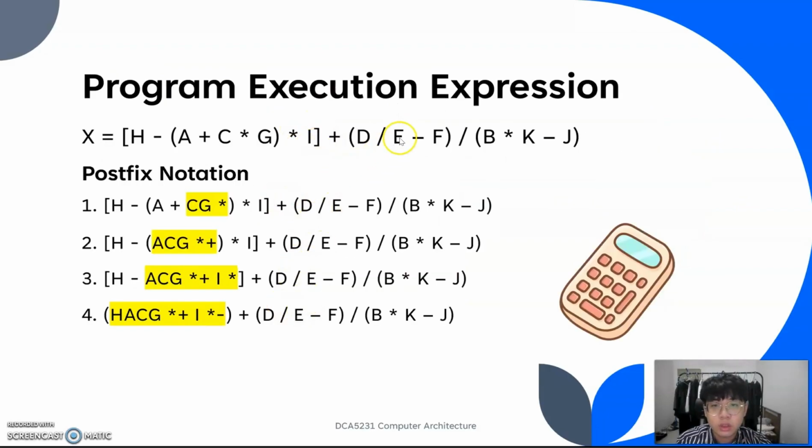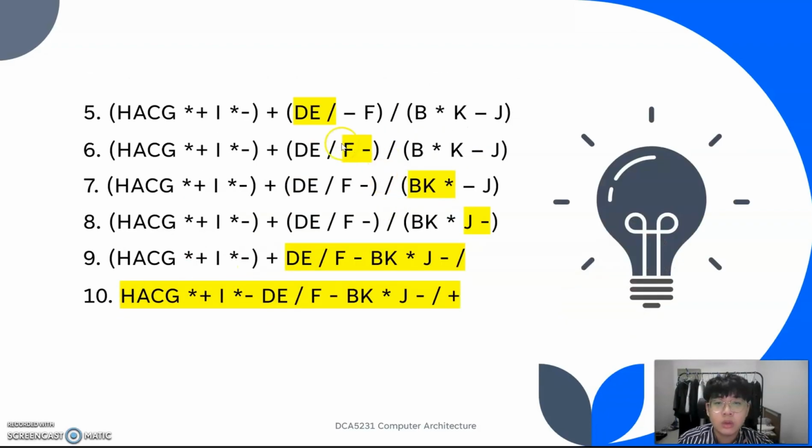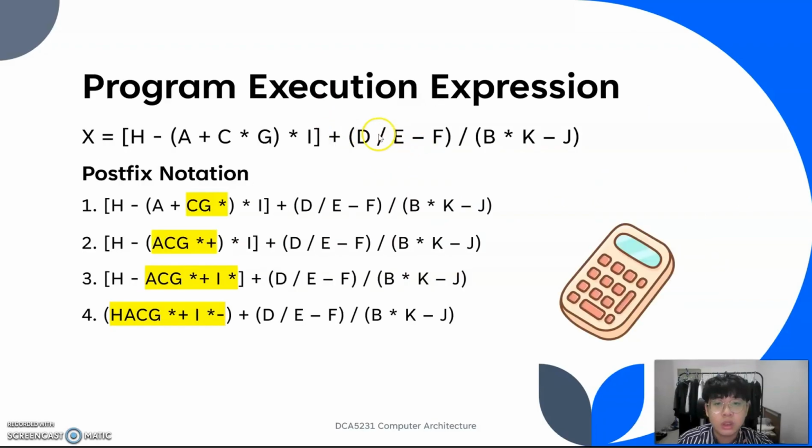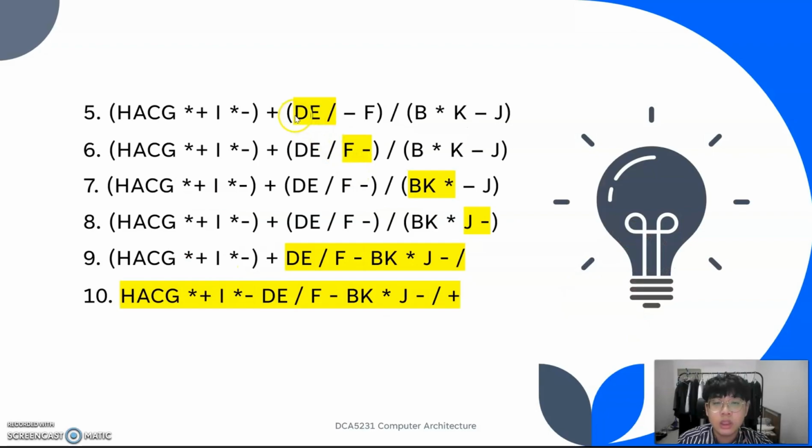This is the question: D divide by E minus F. We do the divide first, so the answer will be DE divide by minus F. The next line will be to do the minus F, so the answer is DE divided by F minus. So we have done part 2 now.